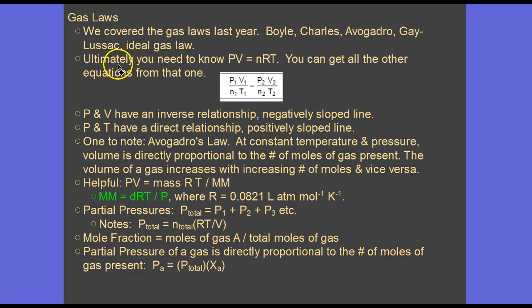Gas laws. We covered the gas laws in first-year chemistry: Boyle's, Charles's, Avogadro's, Gay-Lussac's, and the ideal gas law. Ultimately, all you need to know is PV equals nRT. You can get all the other equations from that one. And this is what it essentially looks like in the proper form, which I didn't show to you last year: P1V1/n1T1 equals P2V2/n2T2.